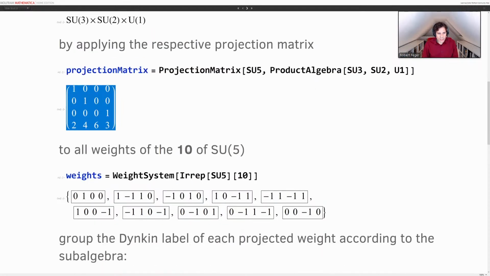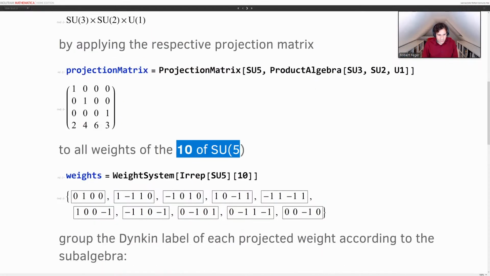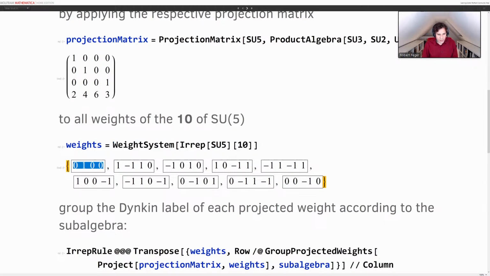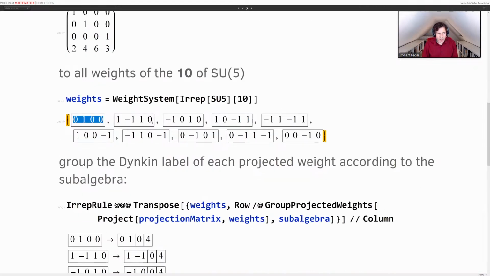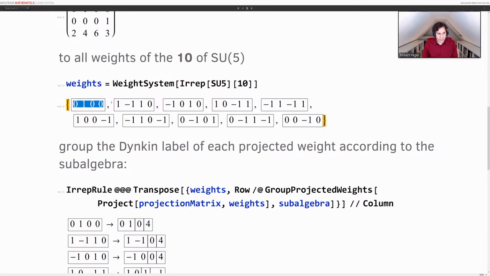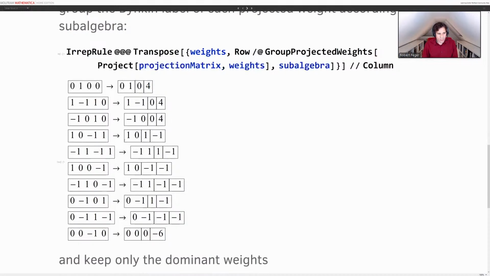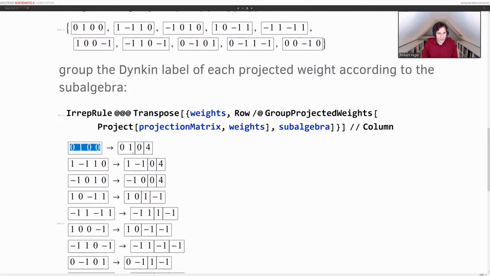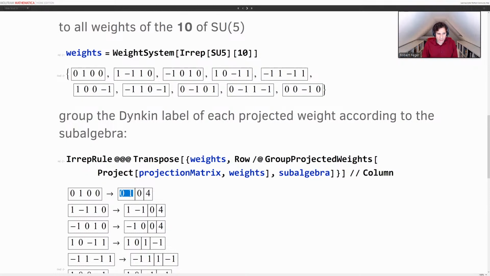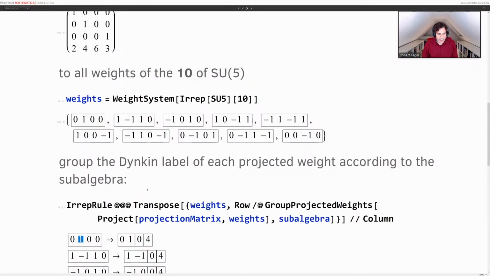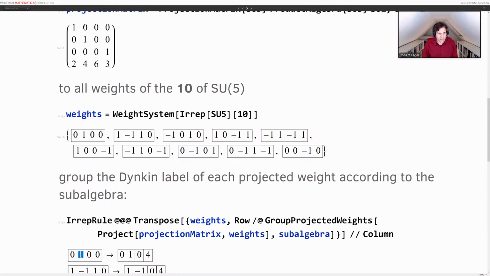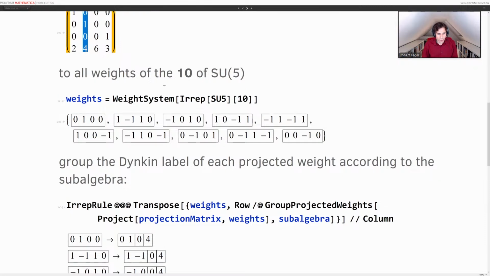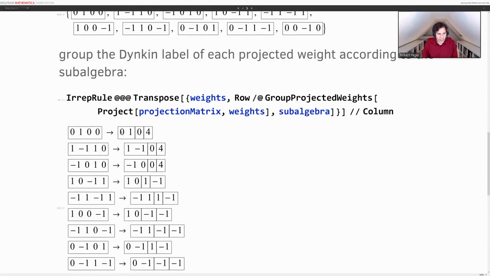Then you take all the weights of the 10 of SU5. This is the weight system here of the 10 of SU5. And then you apply the projection matrix to each of the weights, which gives you this relation here. You see this is one of the weights of SU5. And this comes out of the projection when you apply the projection matrix. In fact, since there's only one here, this is selecting the second column of the projection matrix, 0, 1, 0, 4. And then you divide this up.